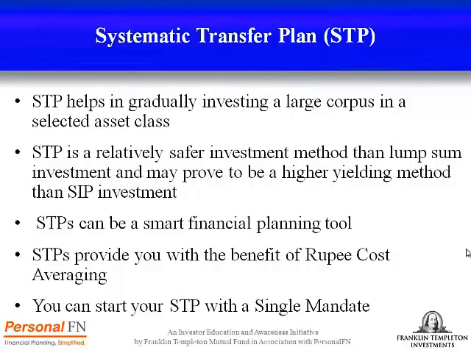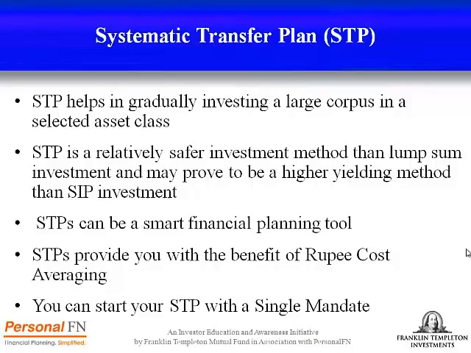Like SIPs, STPs help you invest on a regular basis at various market levels. So when the market falls, you buy more units with the same amount, while if the market trends higher, you buy fewer units and simultaneously the value of your existing units grows. You can start your STP with a single mandate. As an investor, you need to give a single mandate to the mutual fund house to periodically and systematically transfer a certain amount from one scheme to another.